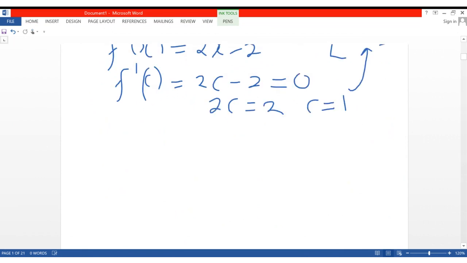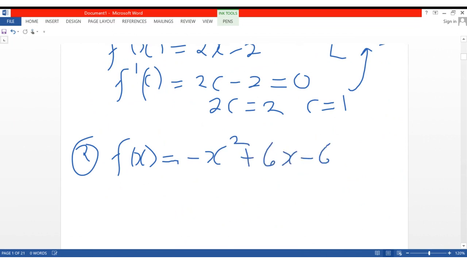Let's go to number 2. F of x is equal to negative x squared plus 6x minus 6 on the interval 1, 5. Do this one on the interval 1, 5.